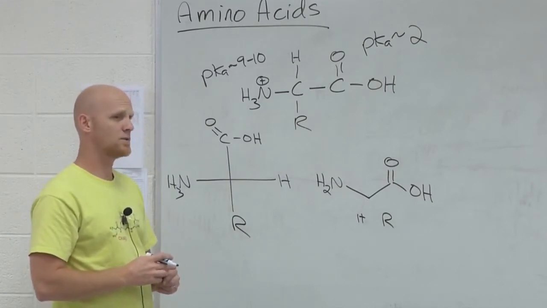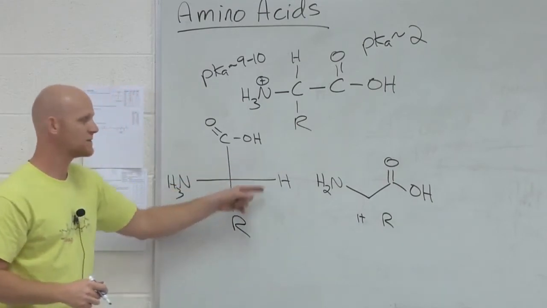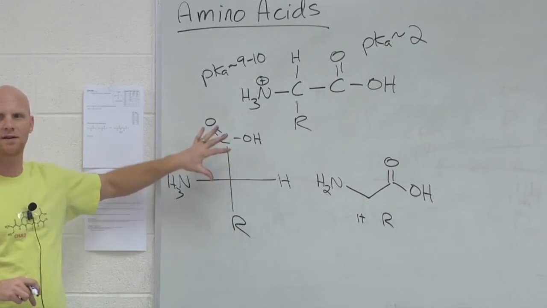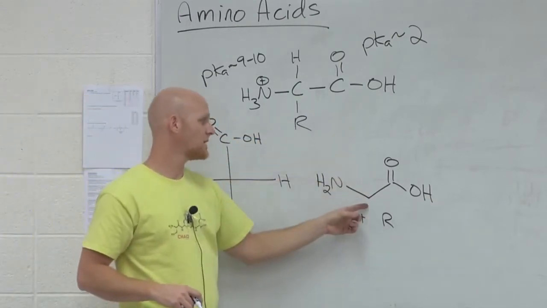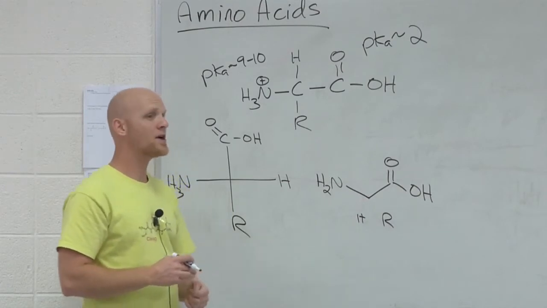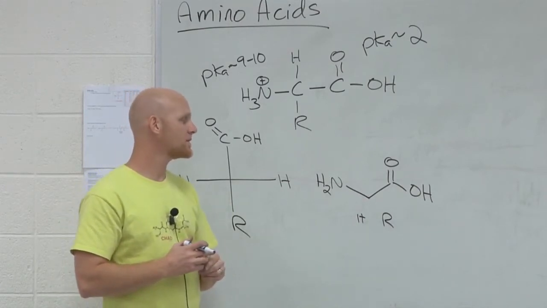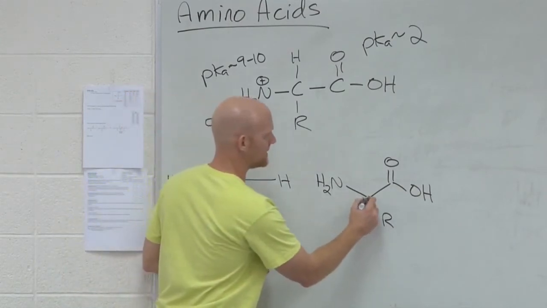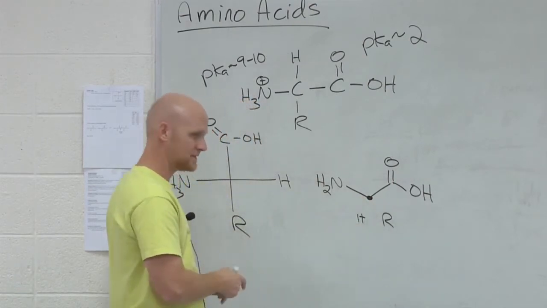All right, so wedges and dashes. Here, with Fisher projections, that's where we normally assign D and L. But with normal line angle formulas, that's where we usually deal with R and S. So let's deal with R and S. Who's my number one priority group off my chiral center?